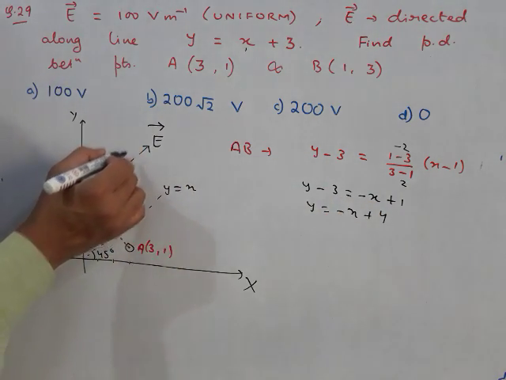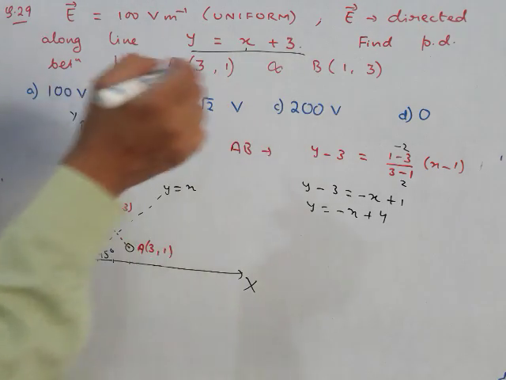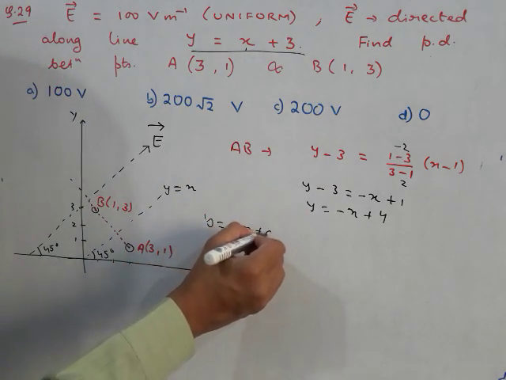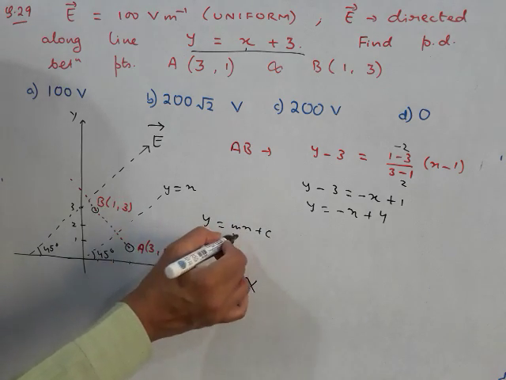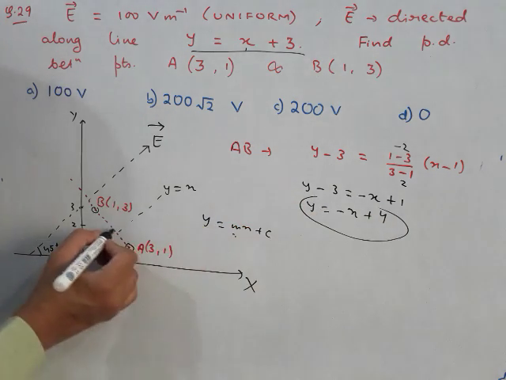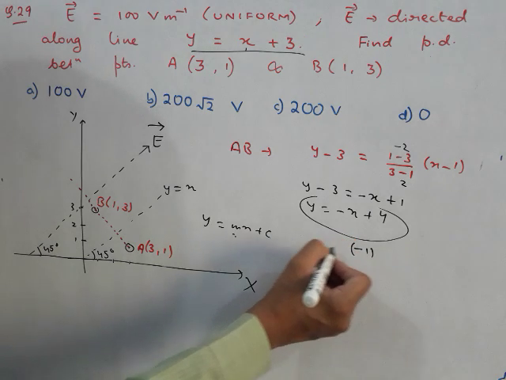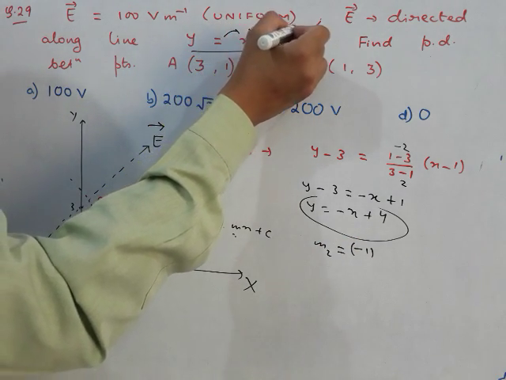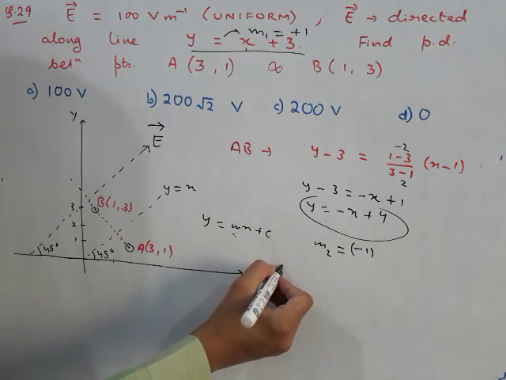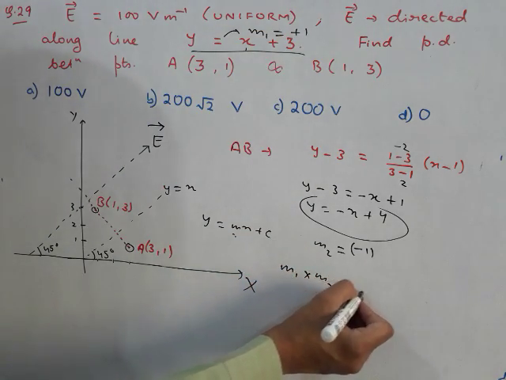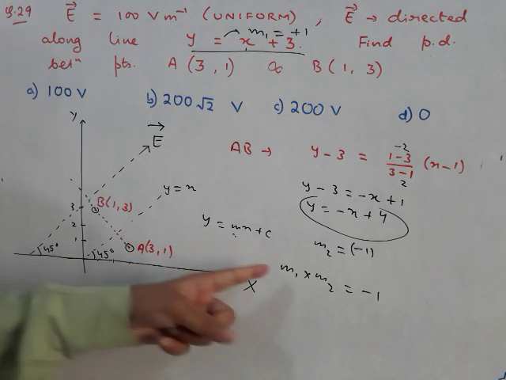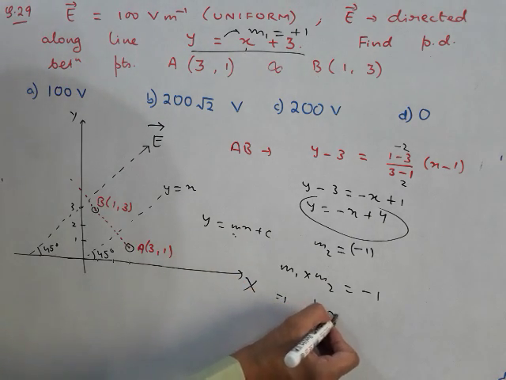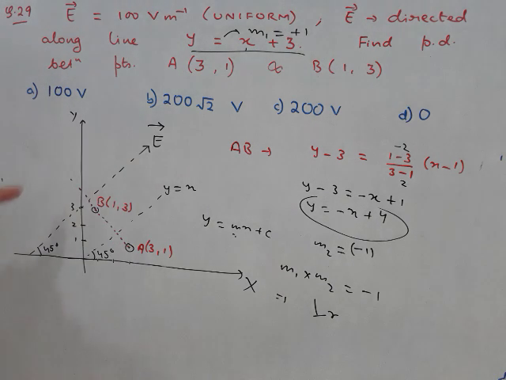And what is the equation of the given line? It is y is equal to x plus 3. Now these equations are of the form y is equal to mx plus c, where the slope is m. What is the slope of this line? This line's slope is minus 1. What is the slope of the given line? The given line has a slope of plus 1. What is the product of slopes? The product of slopes m1 into m2 is equal to minus 1. So since this product of slopes is minus 1, it means these two lines are perpendicular to each other. Which two lines? This one and this one.